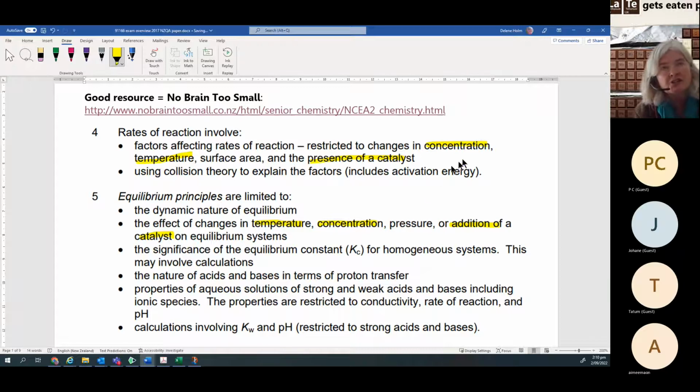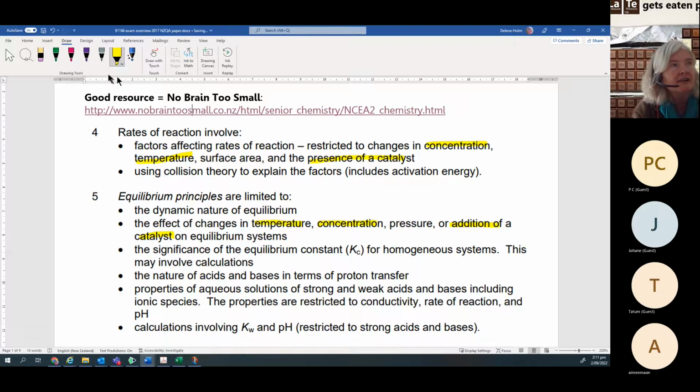Or if you're given a reaction, know that if you change the concentration, you're going to be affecting both the rate of reaction as well as the equilibrium position of that reaction. Or if you're adding a catalyst, you're affecting the rate. And hopefully, you know, if you add a catalyst to a reaction, it's not going to actually affect the equilibrium at all. Okay, so that's a bit of a trick thing. The addition of a catalyst does not affect the equilibrium system. It just makes it reach equilibrium faster if it wasn't at equilibrium before.